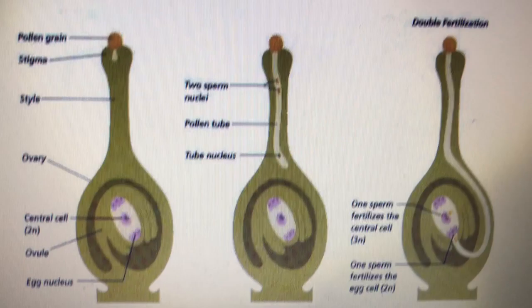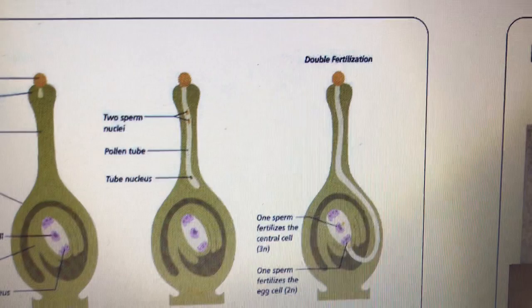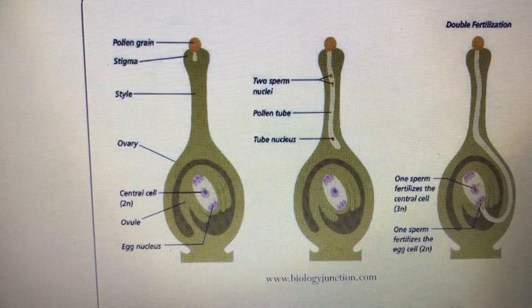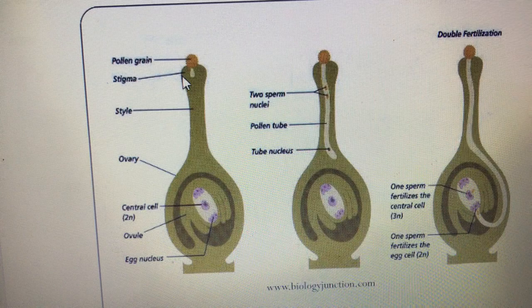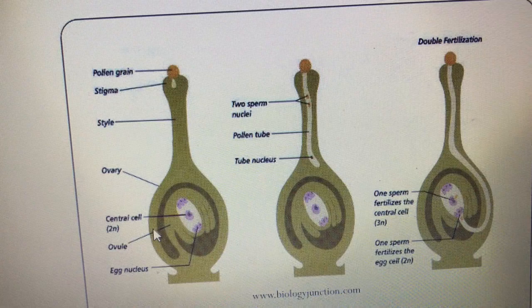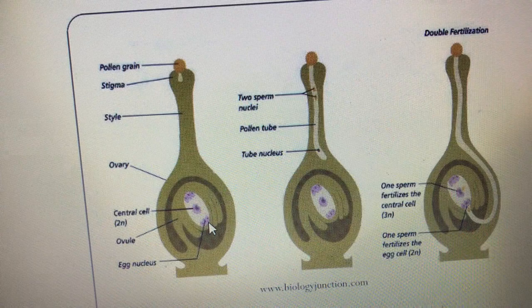You can see the process of double fertilization in this illustration, where you can see this is the location, this is the pollen grain, this is the stigma, this is the style, this is the ovary.